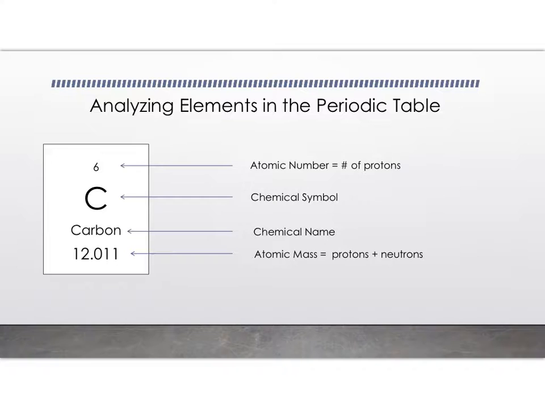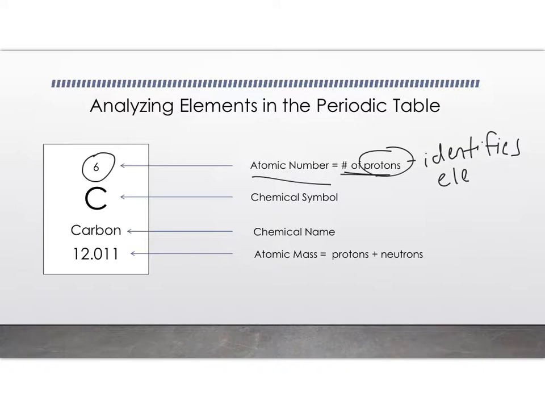To analyze elements in a periodic table, we have to look at a couple of things. The first one is the top value. For example, in carbon, that's 6. That represents the atomic number. That is the number of protons in your atom. And protons identify, or the atomic number identifies, your element.